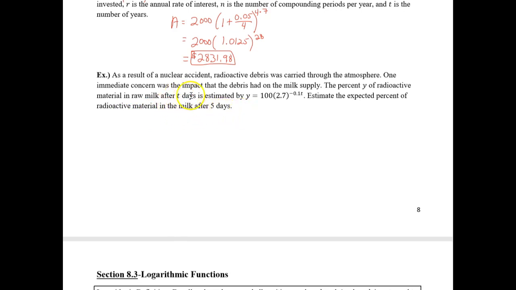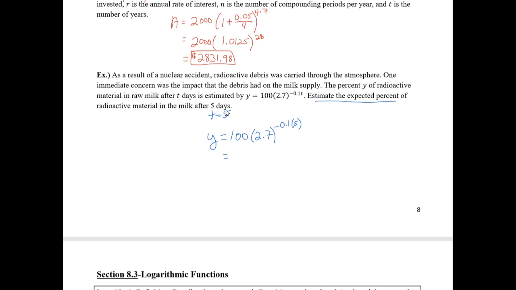So T is in days, and we want to know after 5 days. So T here is 5. And Y is the percent of radioactive material. So Y is what we're trying to find, because we're estimating this. So Y equals 100 times 2.7 to the negative 1/10 times 5.